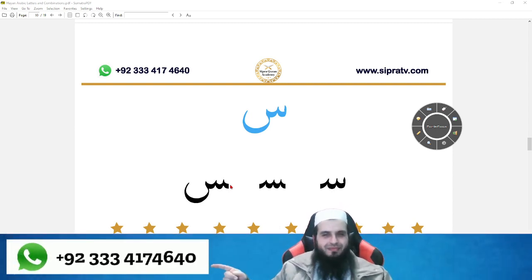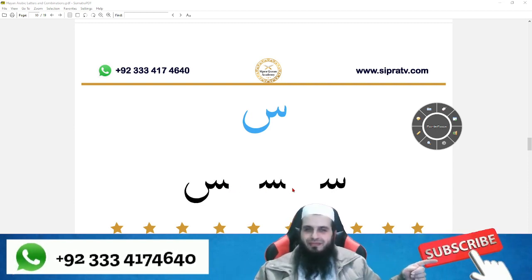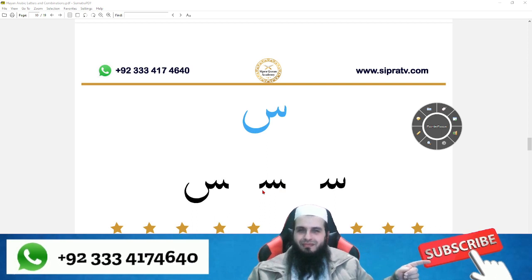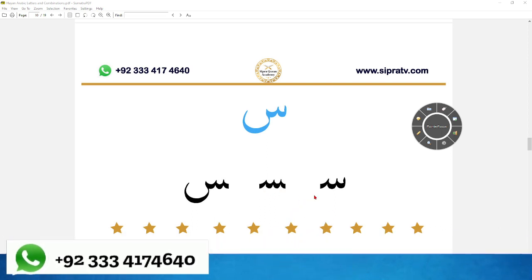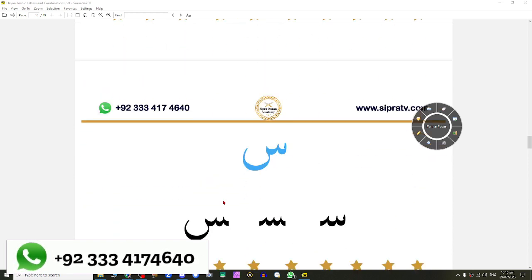When a letter comes in the middle of a word, there are two handles. One handle at the right side, one handle at the left side. If it comes in the beginning, there is only one handle at the left side. But if it comes at the end, it usually comes in its complete form, and at the right side there is a handle. Are you getting my point, Taha?